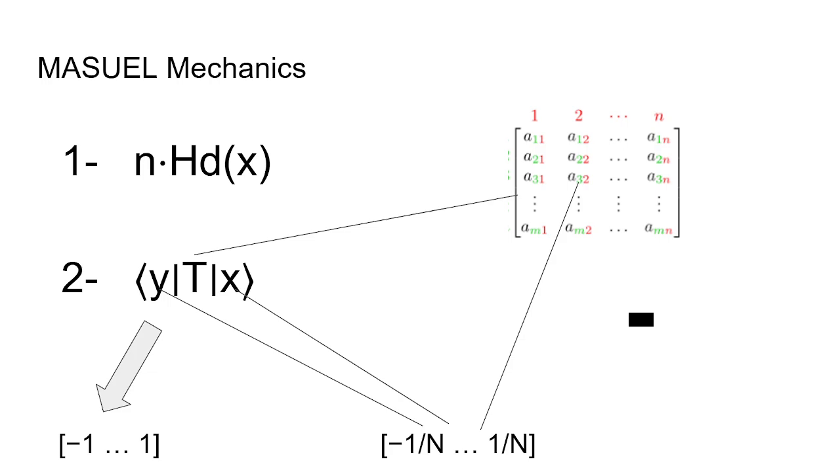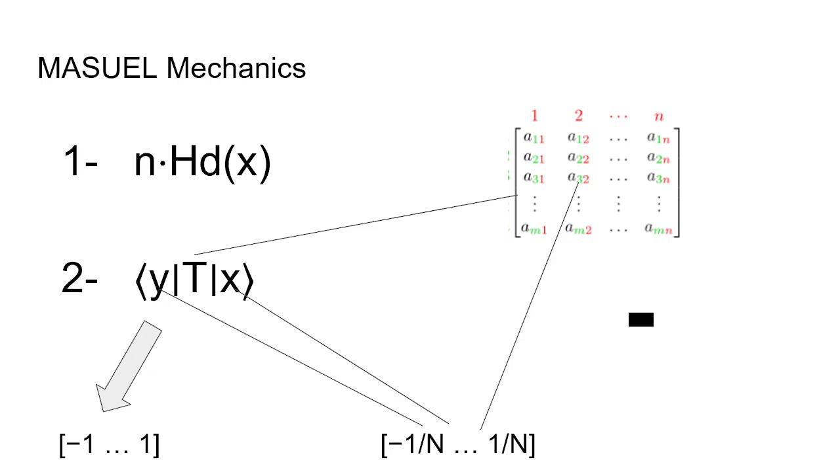To address these considerations, we adopt a distinct framework called Masuel Mechanics, short for Measurement Unified Energy Level. Masuel seeks to establish a connection between the quantities 1 and 2, where n is the number of bits in the payload. H dia x represents the entropy of the data packet at position x. The expression 2 results in a real number denoting the effort required to move x in the direction of y under the influence of the operator t.